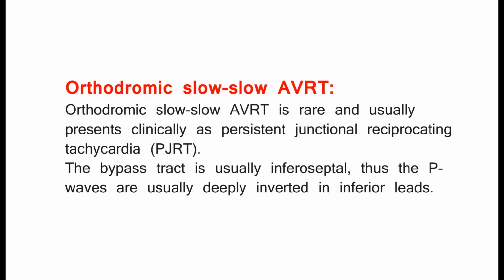Orthodromic slow AVRT. Orthodromic slow AVRT is rare and usually presents clinically as persistent junctional reciprocating tachycardia, PJRT. The bypass tract is usually inferoseptal, thus the P waves are usually deeply inverted in inferior leads.